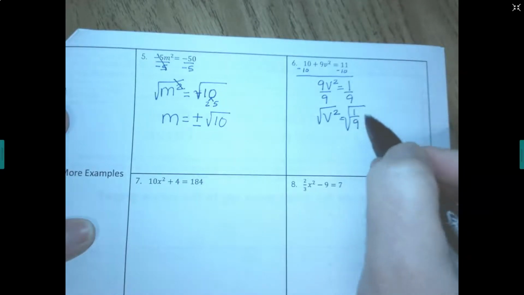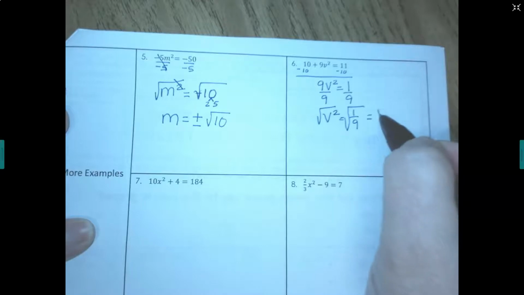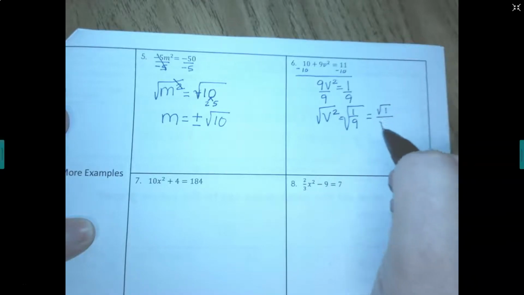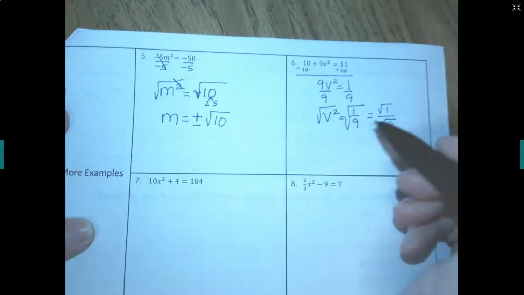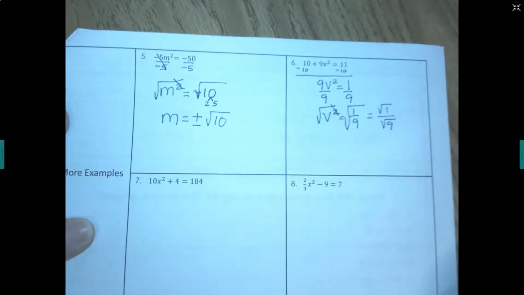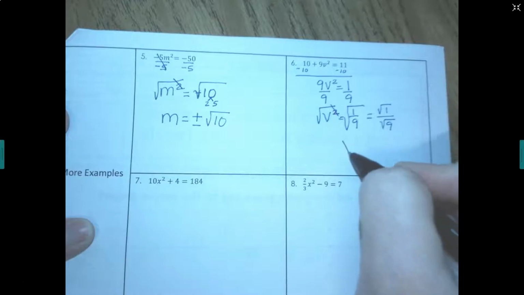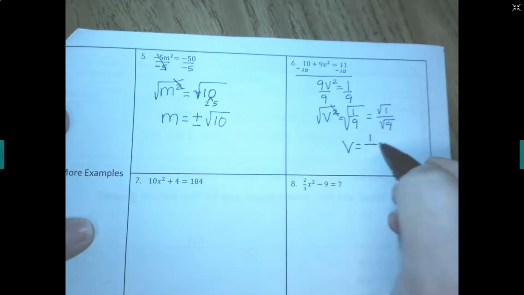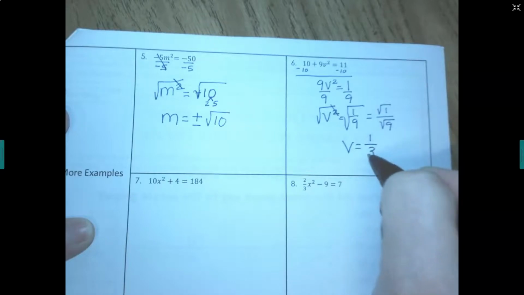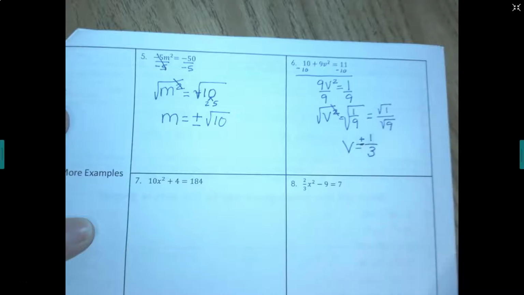What this really means for the fraction is saying the square root of 1 divided by the square root of 9. You can look at them individually. So this square takes out the square root, cancels a square, so we get v equals, well, the square root of 1 is 1, and the square root of 9 is 3, but you still have to have that plus or minus because it could have been positive or negative 1/3.